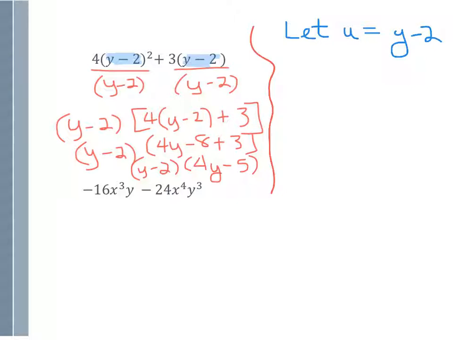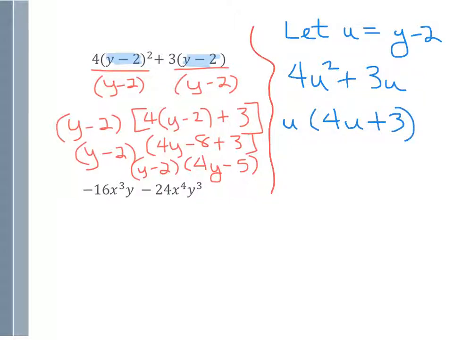So now I get 4u squared plus 3u. By doing this u substitution, it makes the problem a little bit easier. So now I'm going to find a GCF of this, and my GCF is the letter u. So then I'm left with 4u plus 3. And now that I factored it, I'm going to take what u equaled and plug it back in.